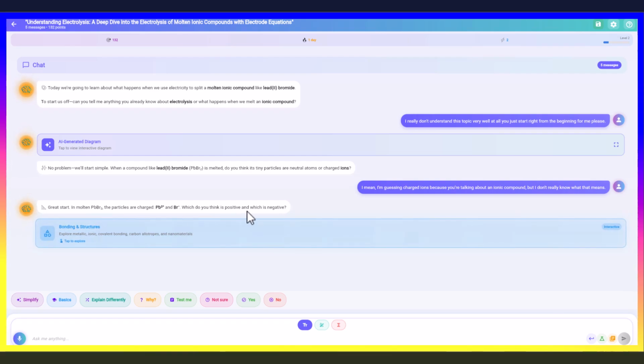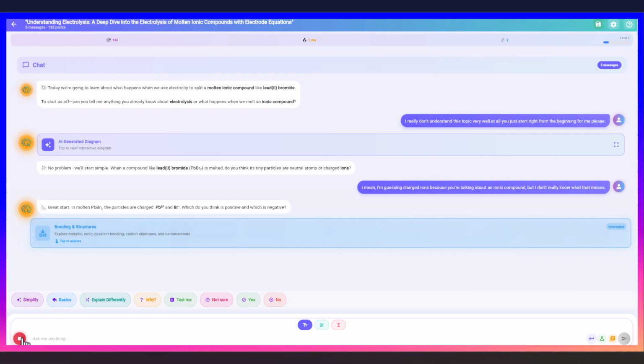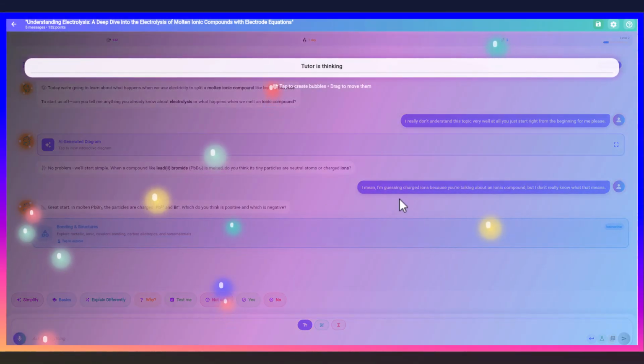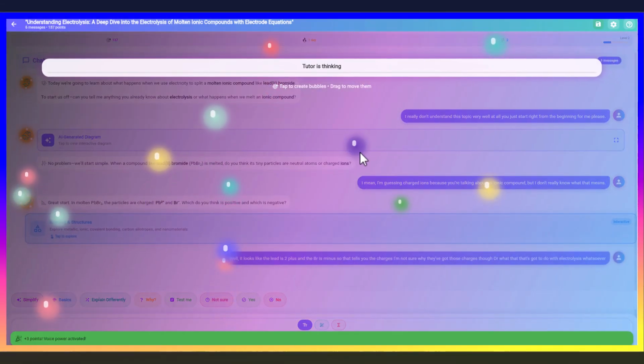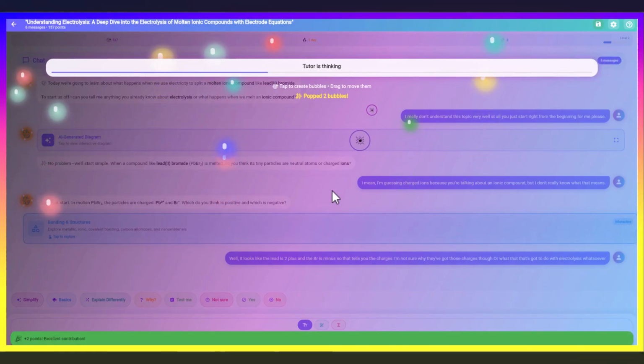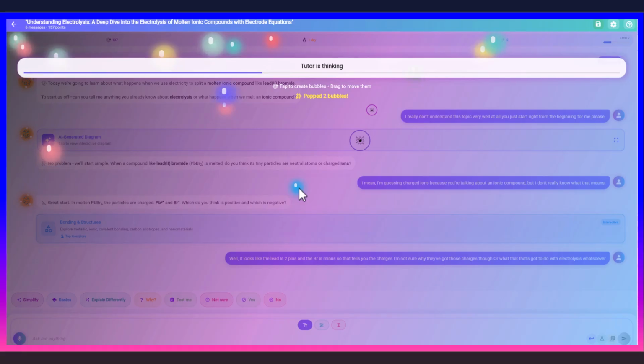Great start. Okay, so it looks like the lead is 2+ and the Br is minus, so that tells you the charges. I'm not sure why they've got those charges though, or what that's got to do with electrolysis whatsoever. So you can see you can be fairly clear with the AI tutor as to what you know and what you don't know. Fairly blunt with it.